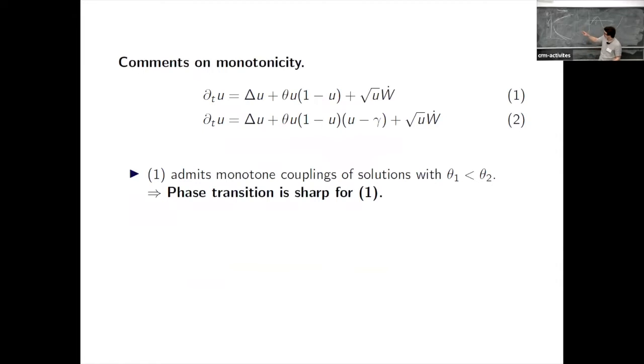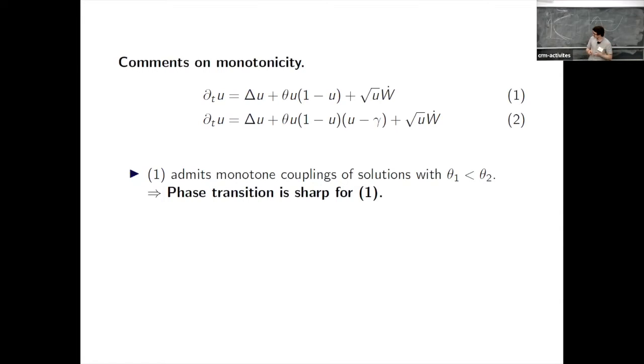So quickly to discuss monotonicity. Now I think I've written this wrong. The first one should be theta u minus u squared. But the point is that that equation admits monotone couplings, and that you take the same initial data and you can construct coupled solutions to the equation with two different values of theta such that they will remain ordered. And this immediately implies that the survival probability is monotone in theta, which immediately implies that the phase transition is sharp.